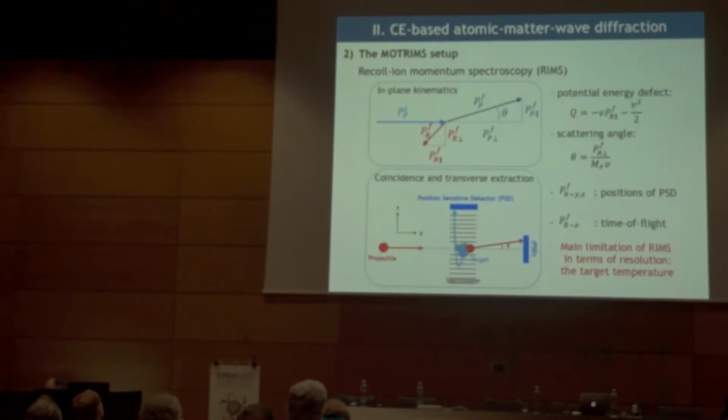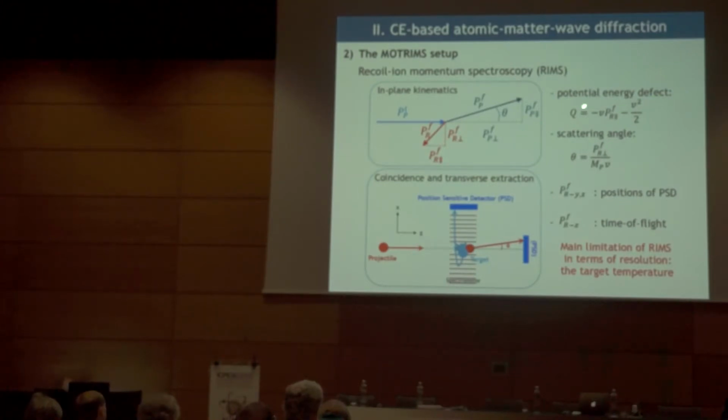So the measurement of the DCS is based on recoil-ion momentum spectroscopy, RIMS, which is quite well known. Here, there is a scheme for the in-plane kinematics. The projectile arrives with a momentum p_i, is scattered with a momentum p_f, while the target recoils with a momentum p_r. So we know the entry channel, and we can identify the final channel by looking at the potential energy defect, or Q value, between the entry and final state.